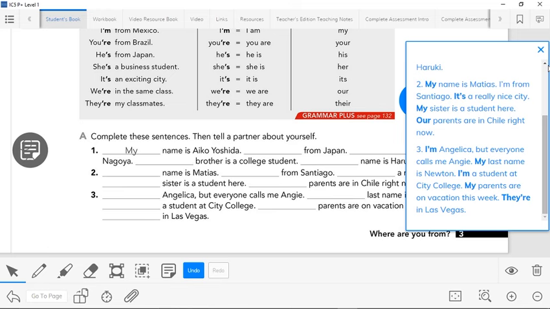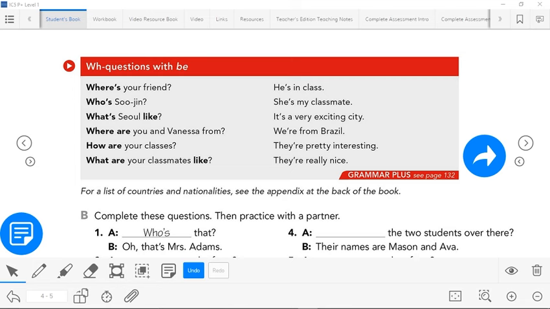Very good. I hope that you have this correct. Okay, let's continue with the last part. Now we're going to be seeing the WH questions with the verb be. We have, where is your friend? He's in class. Who's Sujin? She's my classmate. We have some examples here. To start with this, let's just practice the audio here and then we're going to go to another resource, okay?